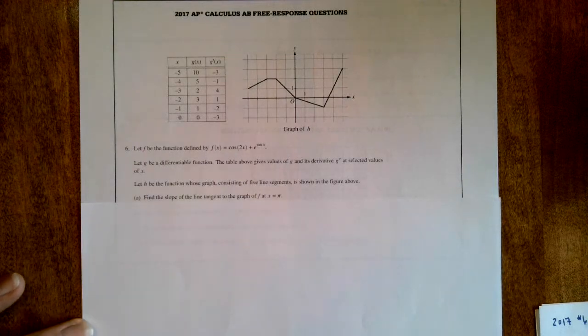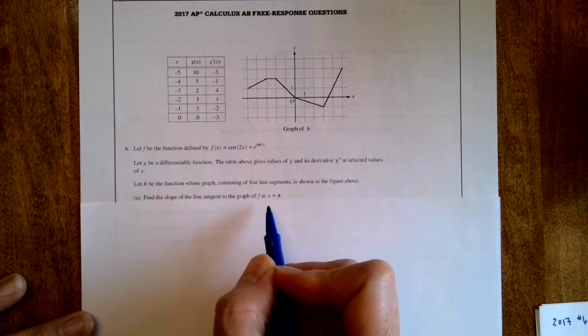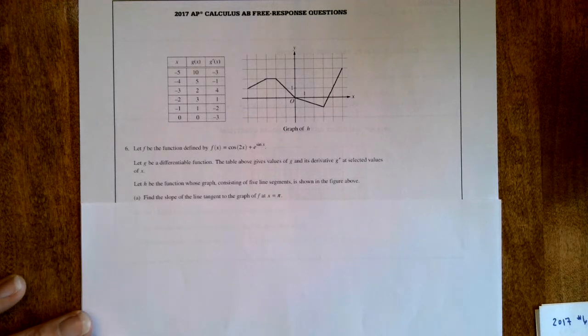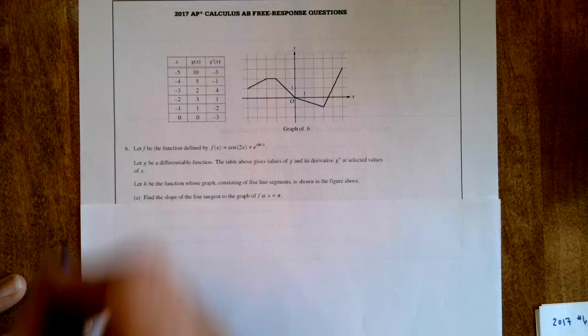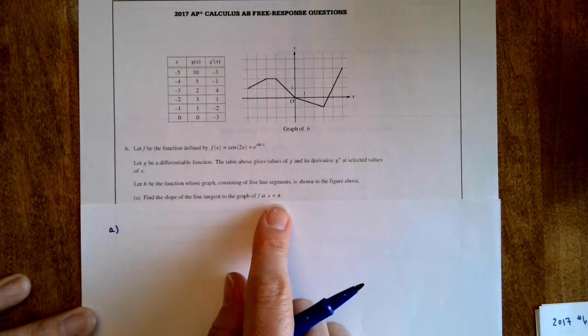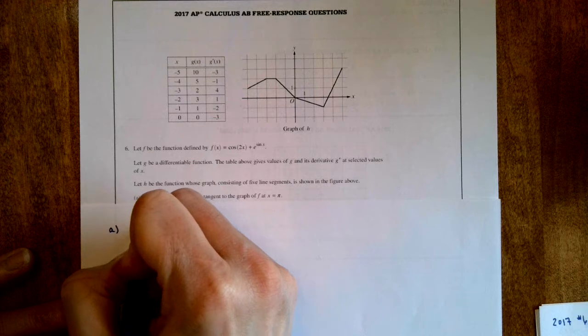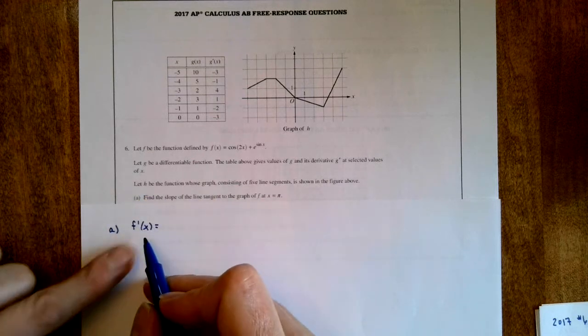The first question says find the slope of the line tangent to the graph of f at x equals pi. Here they just want the slope of the tangent line. What you need to know is that they're really asking for the derivative evaluated at pi. That derivative is going to give us the slope of the tangent line. So the first thing I need to do is figure out f prime of x.